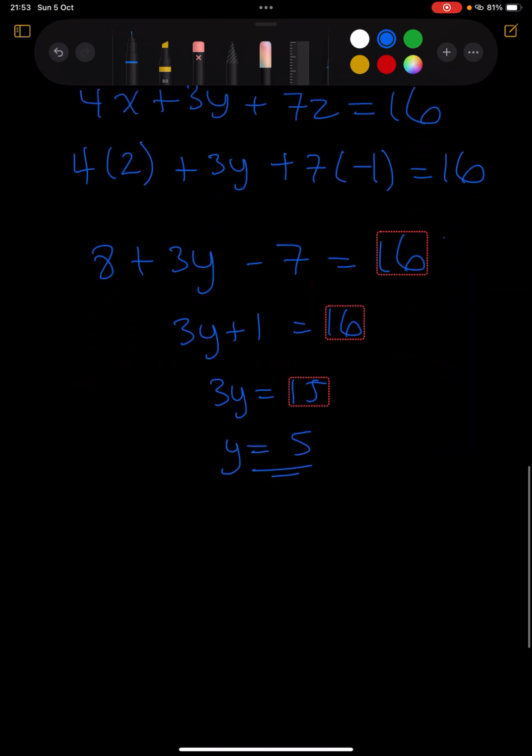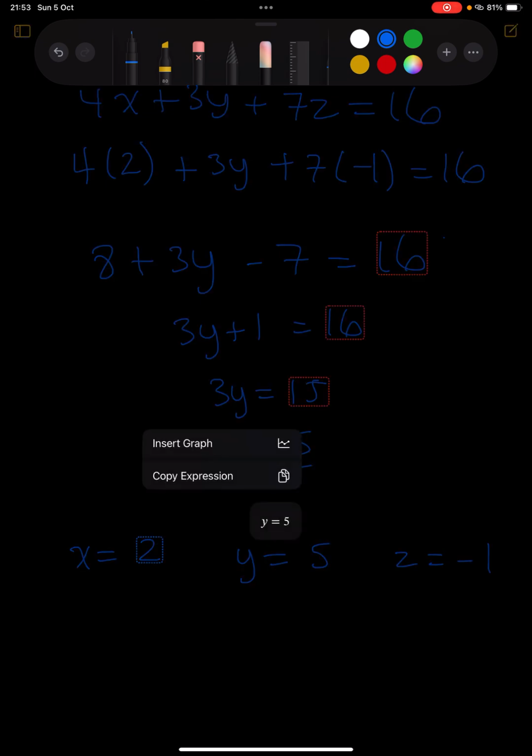Yes. So there's my answers. So we have x is equal to 2, y is equal to 5, and z is equal to minus 1. I'm going to stop the video there, and then I'll do the other method in another video because it's not going to get too long.